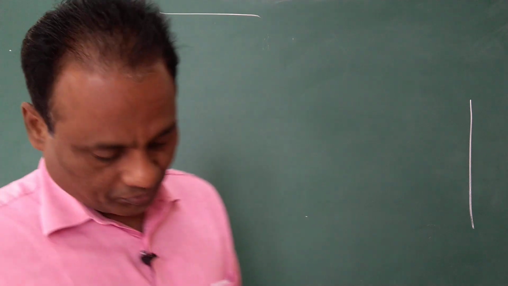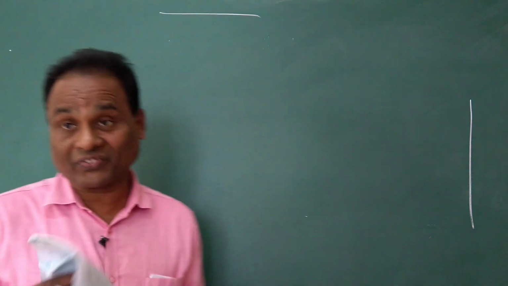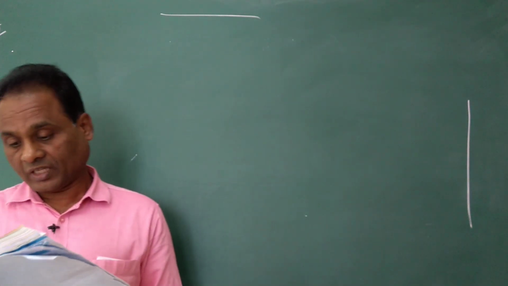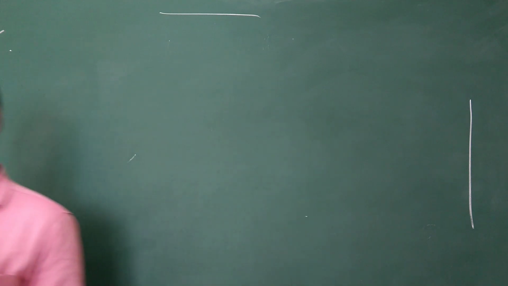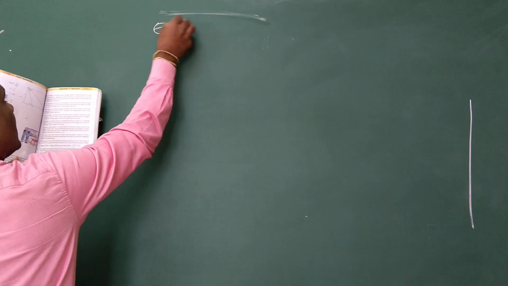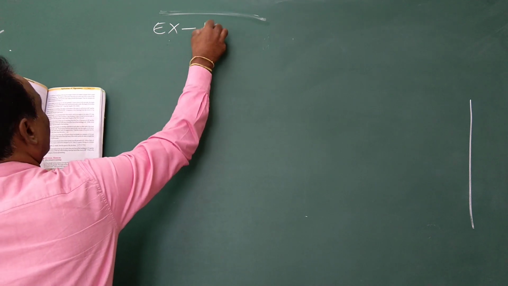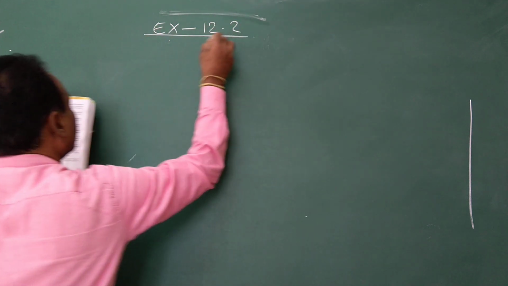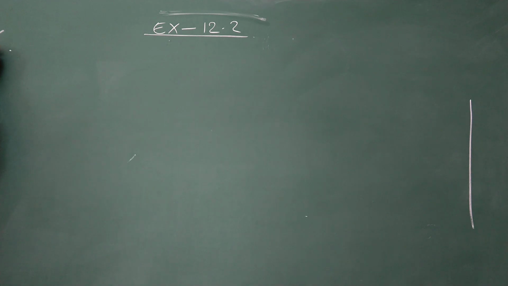Okay students, page number 307. All of you open the textbooks. 307 page, and the seventh question. This is applications of trigonometry, exercise 12.2, seventh problem.